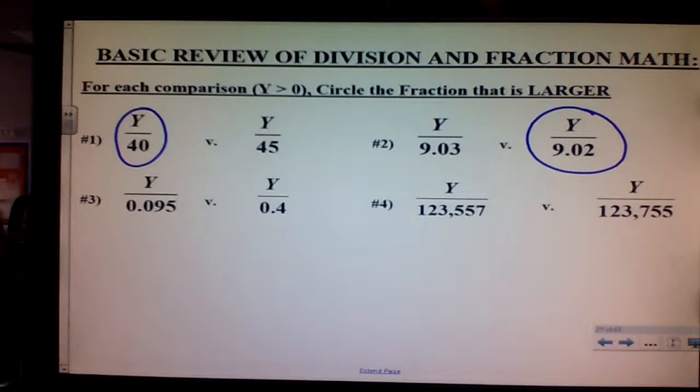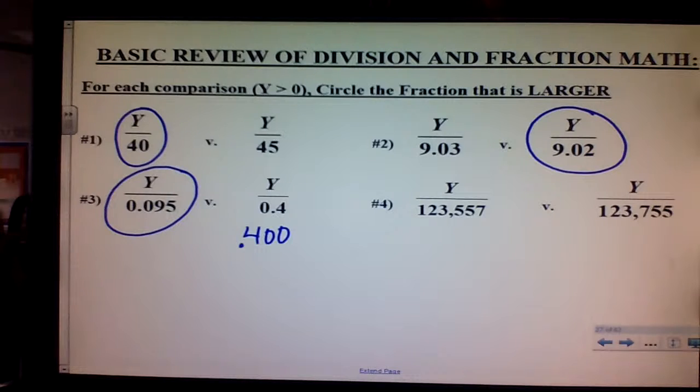Would I divide by 0.095 or by 0.4? 0.095. Remember, I can take this second fraction and take it out 3 spaces if it makes it easier to compare by just adding zeros. So 0.095 or 0.400. This one is your smaller one, which means it will give you a bigger answer.